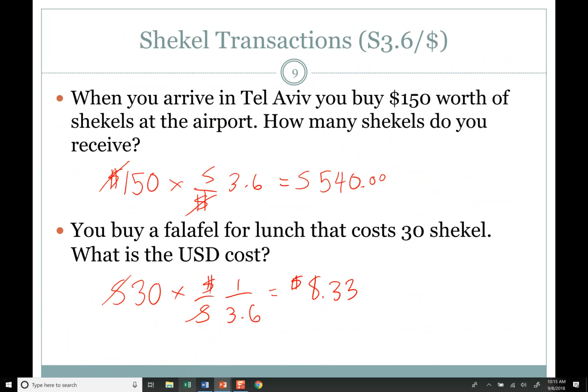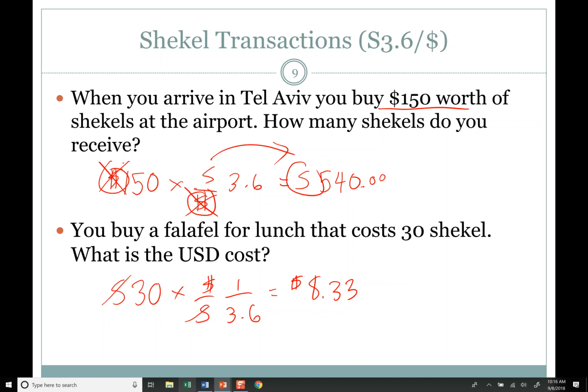Shekels for your friends from last year. You arrive in Tel Aviv and you buy $150 worth of shekels. How many shekels did you get for $150? Well, if I want to go from dollars to shekels, I need to put dollars in the denominator, so these cancel out and bring shekels forward. So I'll just multiply times 3.6. That is the shekel price of $1. Cool. So it must be 540 shekels that $150 will give me.